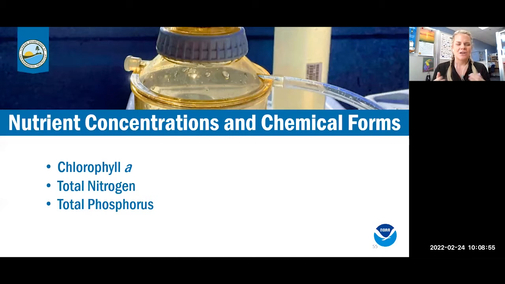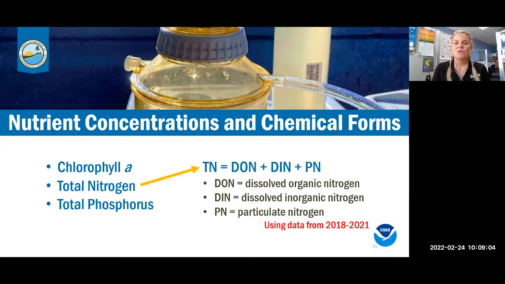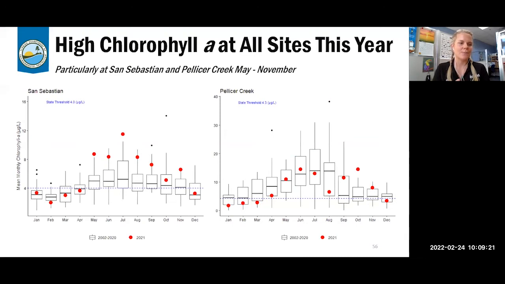And since nitrogen and phosphorus are critical determinants of plant growth and productivity, we're also going to look at total nitrogen and total phosphorus. What's also been really cool is that since 2018, we're actually able to further look into the breakdown of nitrogen into dissolved organic nitrogen, dissolved inorganic nitrogen, and particulate nitrogen. So I'll talk a little bit about that as well.